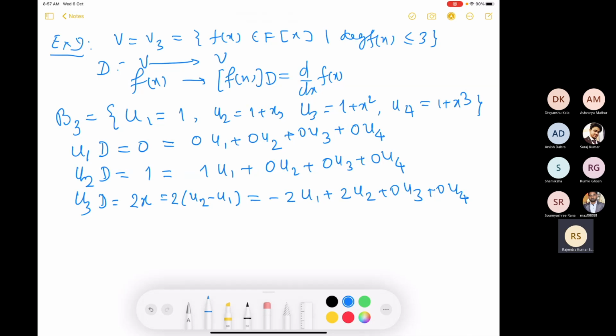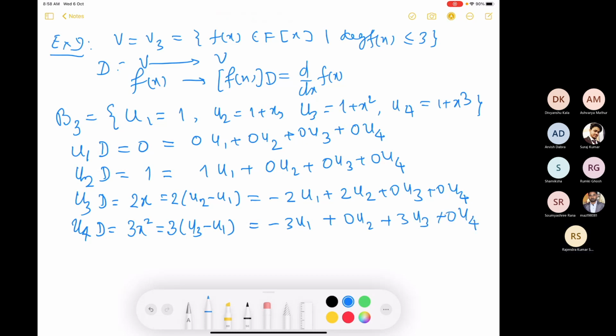And you can also take now u4 as the derivative of 1 plus x cubed, that is x square. Now x square comes, so if you subtract u3 minus u1, then this is x square. So this is minus u1, 0 u2 and plus u3 plus 0 u4.